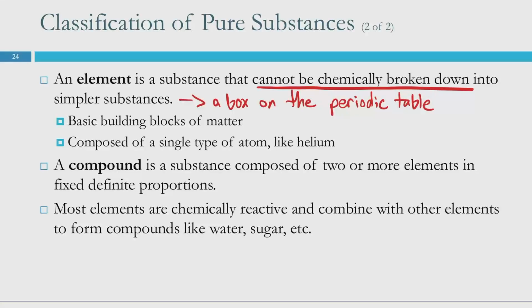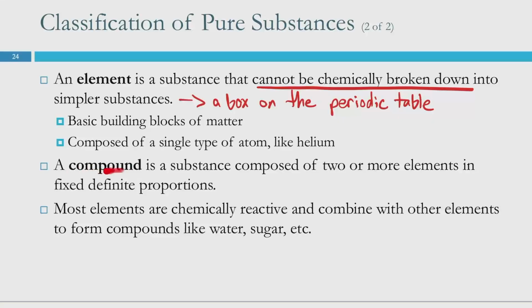Some of them don't exist right now that we know of. So any of these boxes on our periodic table in class, all 118 possible options that we know about for elements. Any of those, if you've just got that thing, that's a pure substance and it's an element.